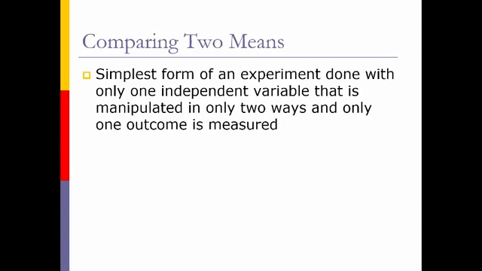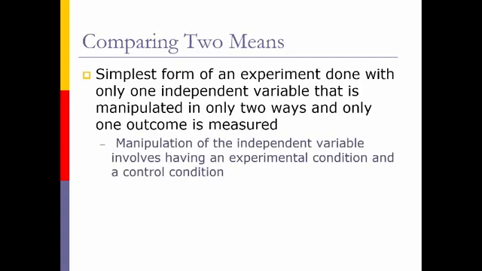The comparison of two means is really the very, very basic form of an experiment. You have an independent variable that has been manipulated in only two ways, and you measure the outcome. You have a control condition. Let's say we're talking about concrete pavement, and we want to look at the impact of different joint spacings. Everything else is the same in that concrete pavement, and we're going with a typical joint spacing of 14 feet.